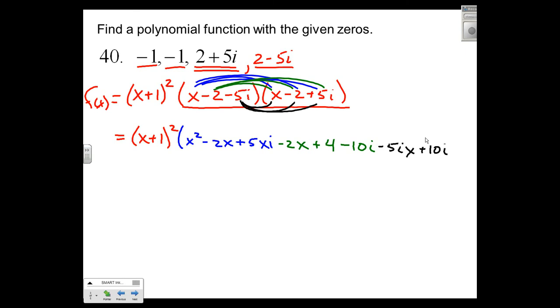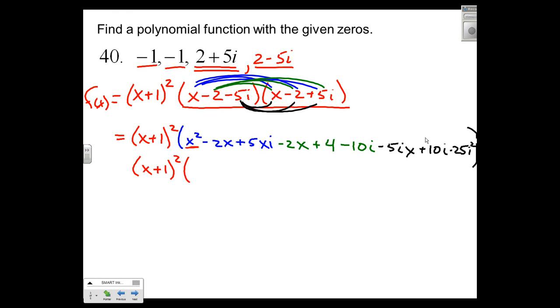And this is minus 25i squared. Minus 25i squared. Ran out of room a little bit there. Okay, so at that point I'm looking for common terms to combine, and I expect good things to happen.